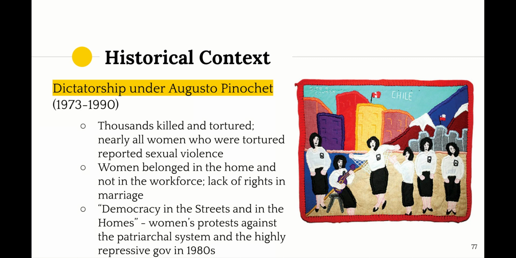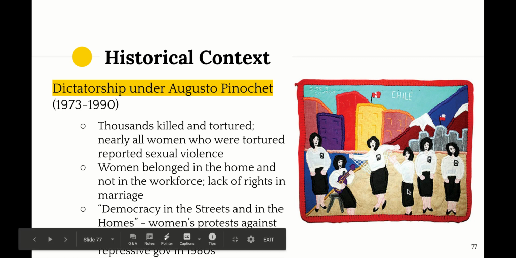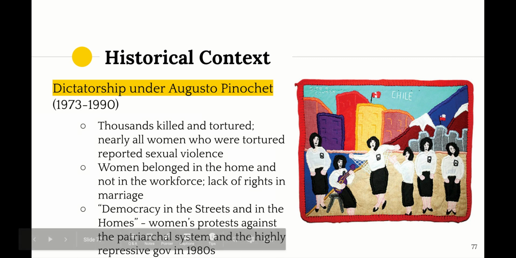But women's protesting is not a new thing in Chile. In the 1980s, there was a rallying cry that the women used, democracy in the streets and in the houses. And the women would protest these patriarchal systems with men at the top and the government in the 1980s. What I think is really cool is this print, the stitching right here. This is known, and excuse my Spanish, as an arpillera, which is a stitching. And the women would stitch this with the help of the Catholic Church, they would send these stitchings out to other countries to show how bad the violence was.